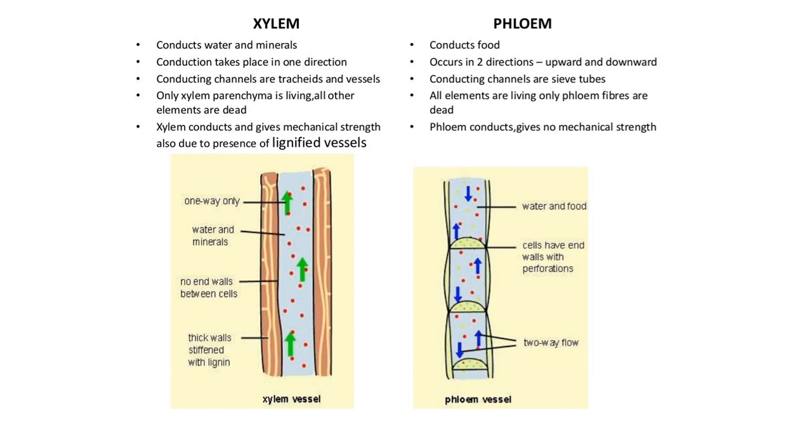Now, in xylem the conducting channels are tracheids and vessels. On the other hand, for phloem, they are sieve tubes. In xylem, only xylem parenchyma is living, all other elements are dead. In phloem, all elements are living except for phloem fibers, which are dead. Xylem conducts water and minerals and also gives mechanical strength due to the presence of lignified vessels in it. Phloem, on the other hand, only conducts food and does not give any mechanical strength to the plant.